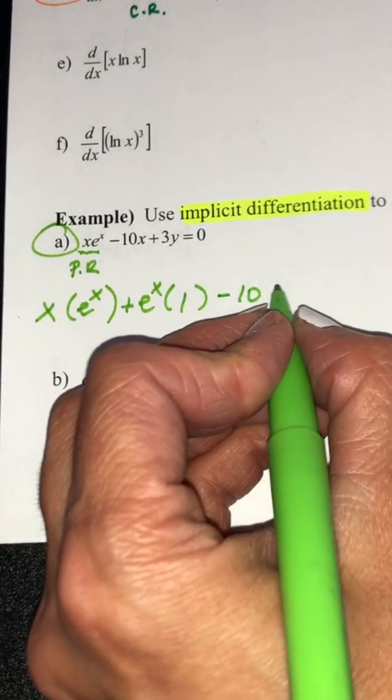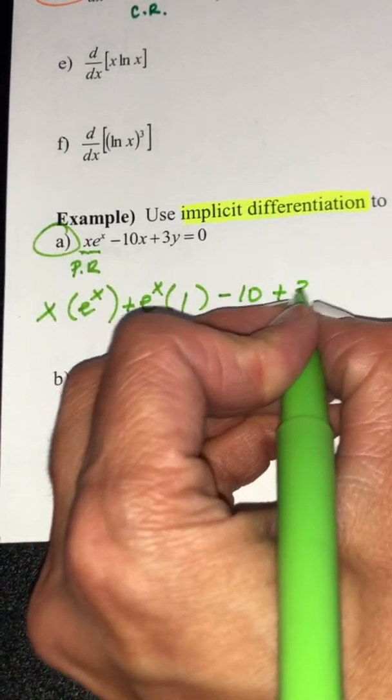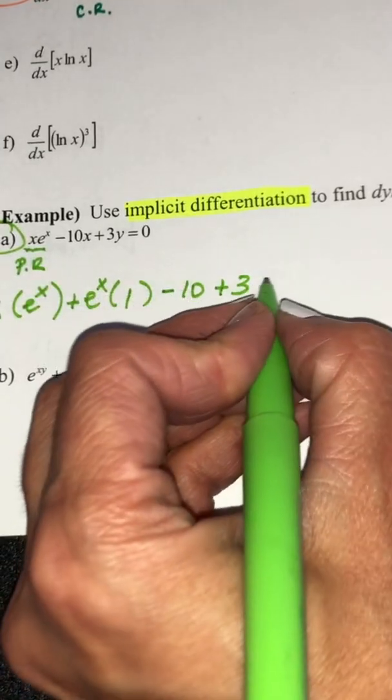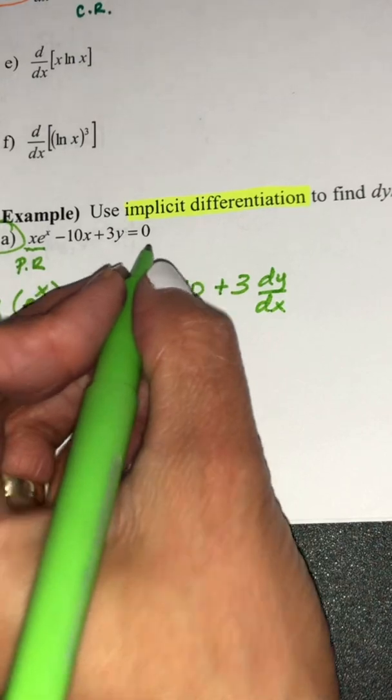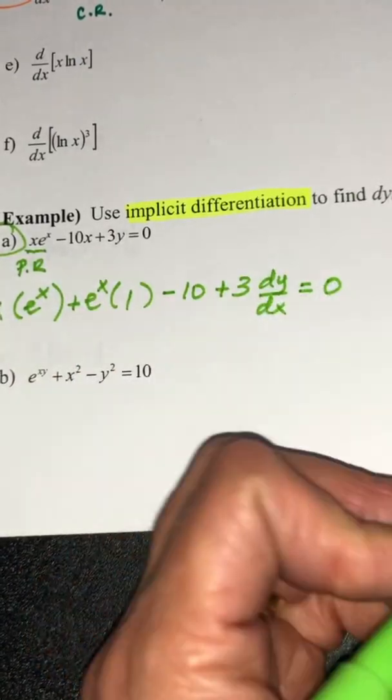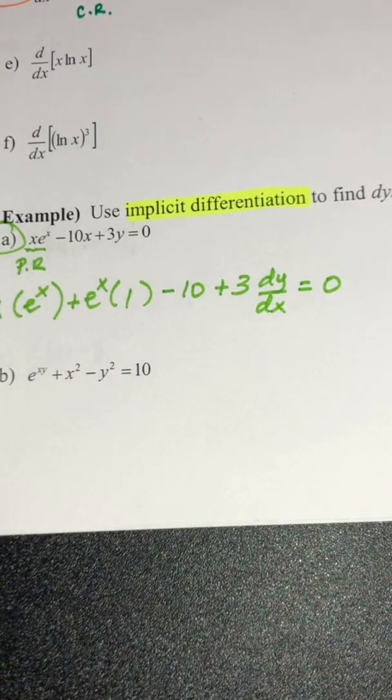And now there's a y. The derivative of 3y is a 3, but now I need to attach a dy dx because that was not an x. And the derivative of 0 is 0. The derivative of any constant is 0.